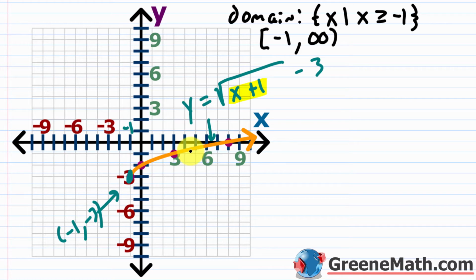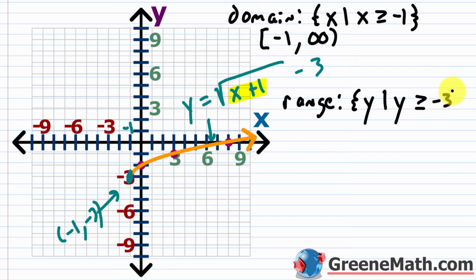You can keep plugging in bigger and bigger values for x as far out to positive infinity as you want. So you can make y as large as you want going out to positive infinity. So you would say that the range is going to be the set of all y such that y is greater than or equal to negative 3.